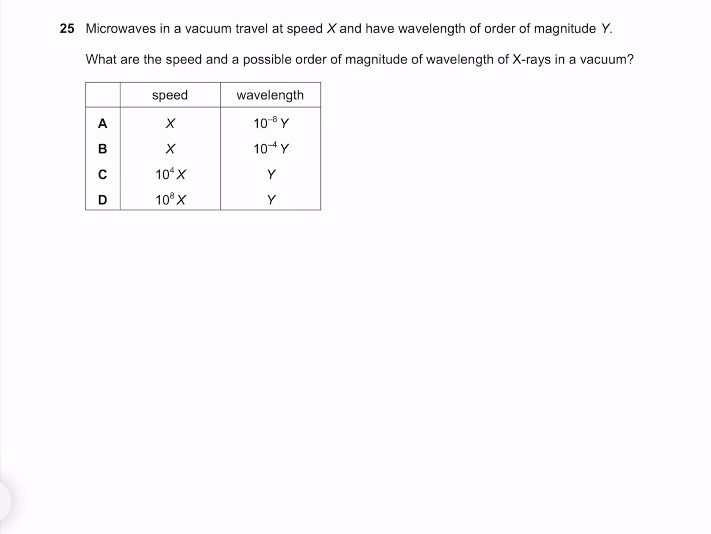Microwaves in a vacuum travel at speed x and have a wavelength of order of magnitude y. What are the speed and a possible order of magnitude of wavelength of X-rays in a vacuum? The speed is going to be the same because they're both electromagnetic radiation that travel at 3 times 10 to the 8, and we'd expect a wavelength much more in the ballpark of 10 to the minus 8 than we would 10 to the minus 4. Our answer must therefore be A.